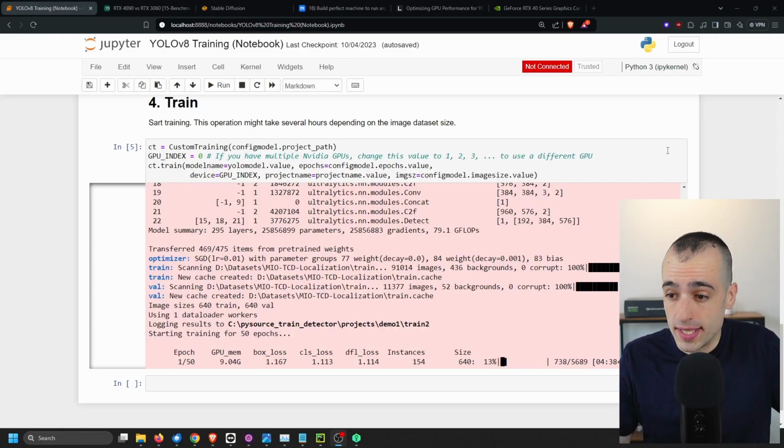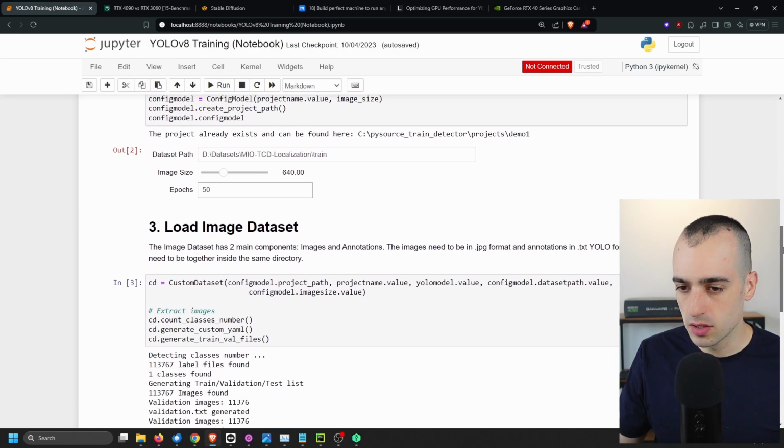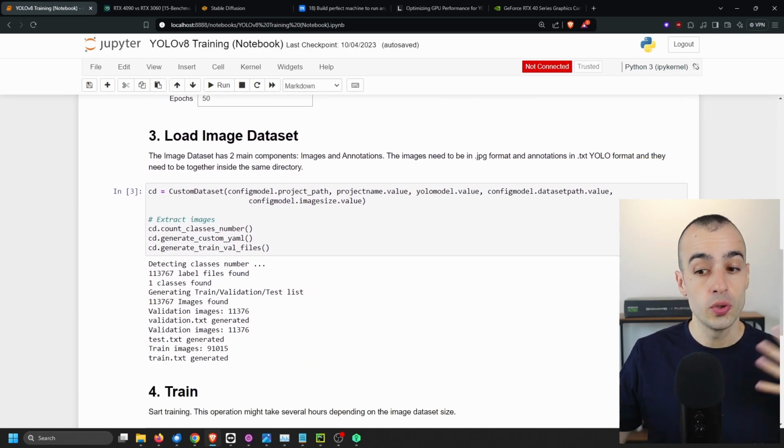And how about the training? Here I have a notebook where now it's already ready for the training. So I'm going to start to show you some benchmarks.